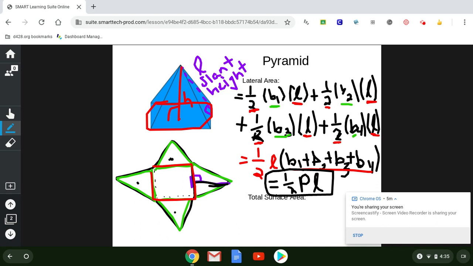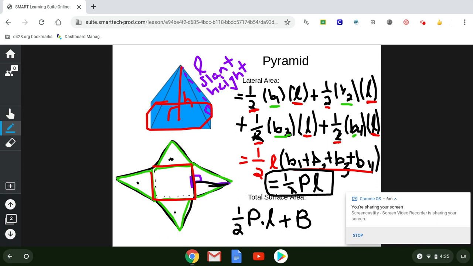And now to find total surface area, I just take the lateral and I add the area of the base. I only have one base. So to find total surface area, you're going to take 1/2 the perimeter of the base times the slant height, and you're just going to add the area of the base. Now, with pyramids, the bases can be different shapes. So again, we're just going to use that capital B to represent the area of the base. We're going to have to refer back to the shape to figure out the shape of the base to determine what type of formula we need to use. We'll do an example of that in a couple minutes.